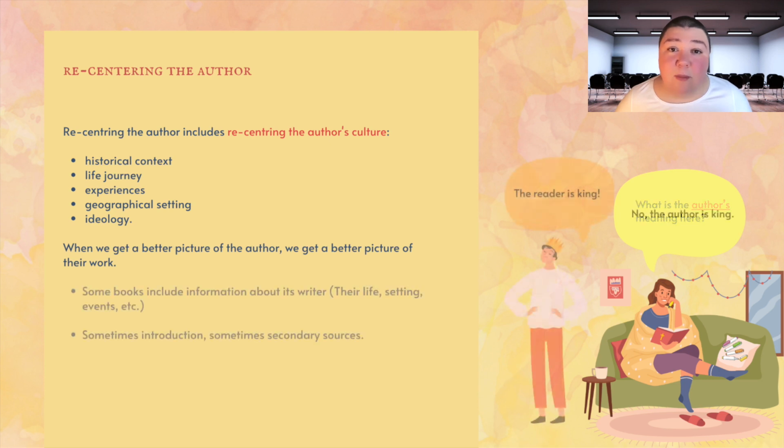In much of modern Bible study, the reader is king, but we take that crown and hand it back to the writer. Now, some Bible books include information about its writer, about their life, who they are, their setting. This may, for example, be done in the introduction. And in other cases, we also benefit from going to secondary sources to learn about the particular historical and cultural setting of the author.